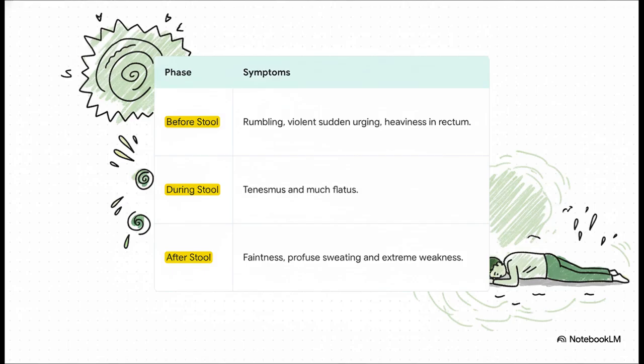The sequence is absolutely vital for differentiating aloe from other remedies. The whole process starts with loud rumbling and this sudden violent urge. Then, during the stool, there's a lot of straining and gas. But the crucial point, the thing you have to remember, is what happens after. Complete and utter collapse. The patient is left feeling faint, they're sweating, and they are just completely wiped out. This prostration after stool is a hallmark of aloe.